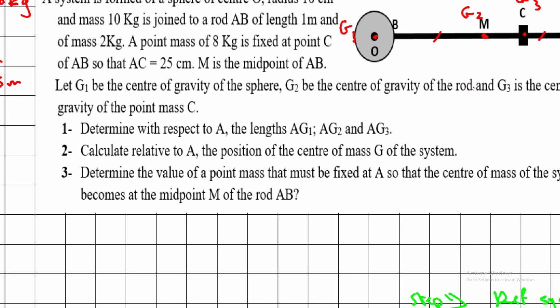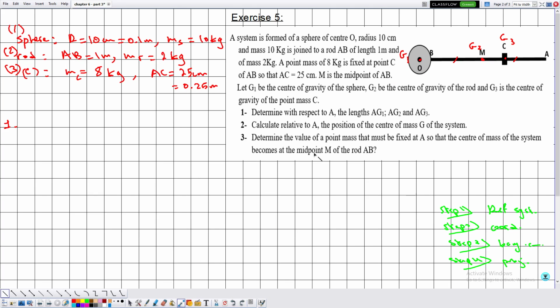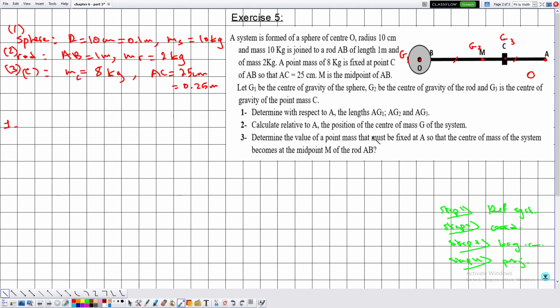Now notice that here they are telling me to determine with respect to A. So it means that A is chosen as a reference, as the origin, another point O, okay? Then let's choose A to be the origin. And in this case, let me choose the direction from A to O to be the positive x-axis.